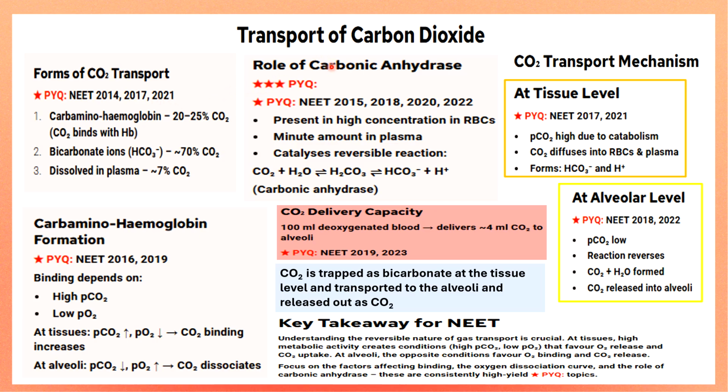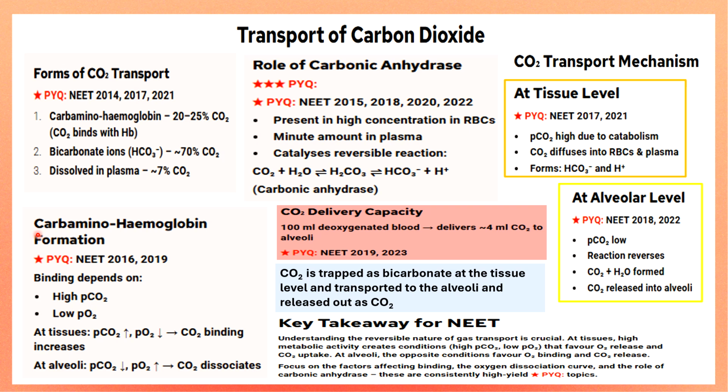We looked into the transport of oxygen through blood. Let us now see the transport of carbon dioxide in more detail. Carbon dioxide, typically there are three ways in which it can be transported. 20 to 25% of carbon dioxide is transported as carbaminohemoglobin, that is binding of carbon dioxide with hemoglobin. The most important way is through bicarbonate ions, which transports about 70% of carbon dioxide, and 7% of carbon dioxide is dissolved in the plasma.